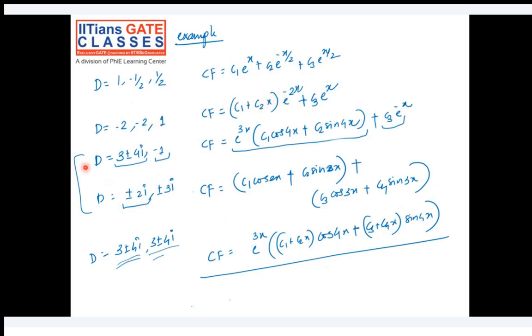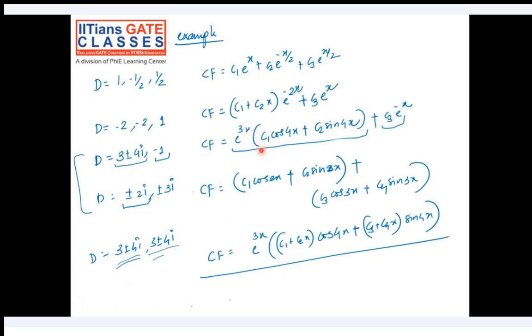The next one is, let's say, 3 plus or minus 4i and comma -1. So three roots are there. For -1, it's a real root, so C3 e to the power minus x is the solution for it. What about this complex root, which is distinct? 3 plus or minus 4i, 3 plus 4i, 3 minus 4i. e to the power 3x, C1 cos of 4x plus C2 sine of 4x.